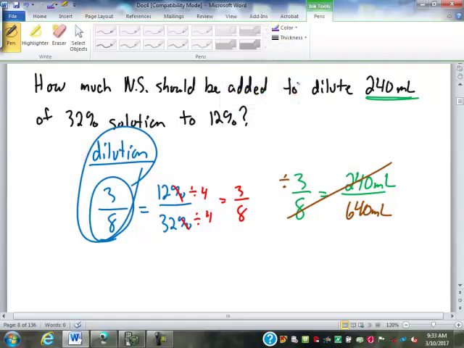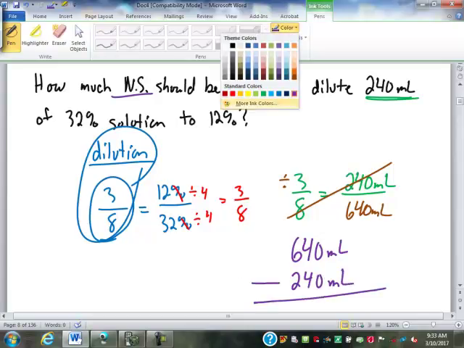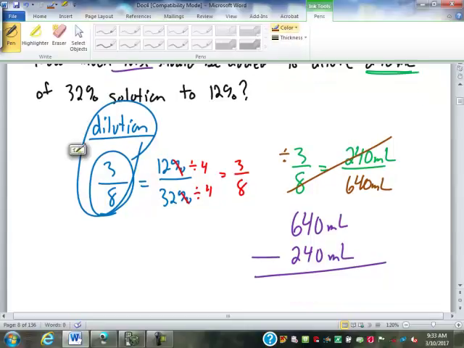How do we know how much saline to add? Perfect. The difference must be saline. The old volume was 240. The new volume is 640. We subtract those to get a difference of 400 milliliters. That has to be made up with saline.